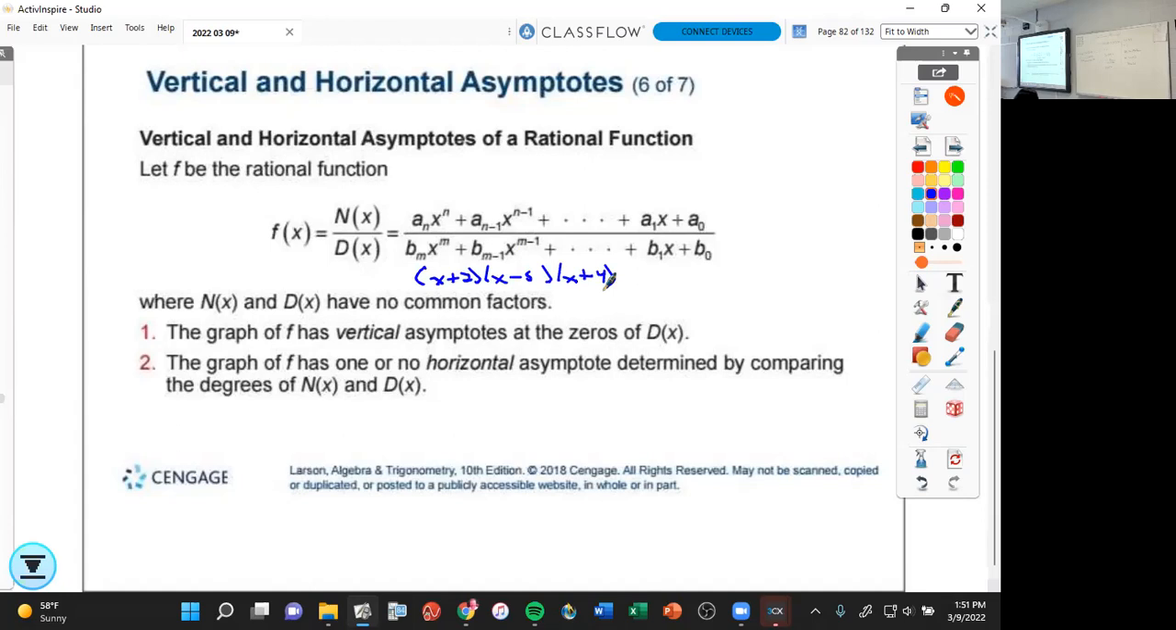How many horizontal asymptotes can there be? 1 or that's it. 1 or none. Okay.